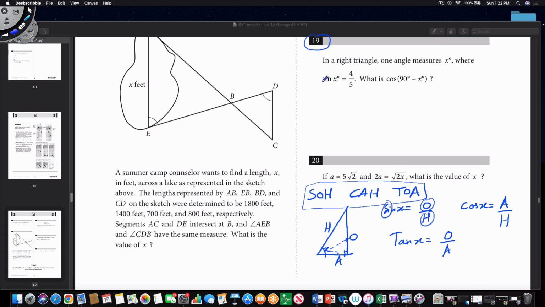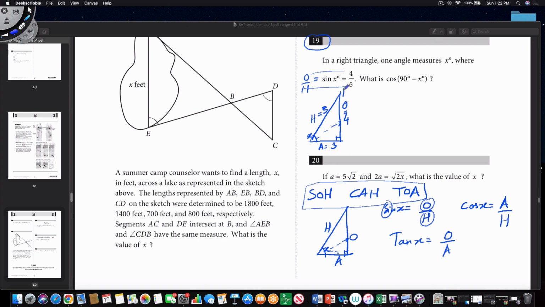Now in this particular case, they said sine of X is 4 over 5. So if we draw this triangle and this angle is X, sine of X would be opposite over hypotenuse, right? So the hypotenuse here must be equal to 5 because that's coming from SOHCAHTOA. Hypotenuse 5, opposite is 4. And then the adjacent side for this angle X is equal to 3, right? Because it's a 3, 4, 5. You can use the Pythagorean theorem to find out that this is 3.